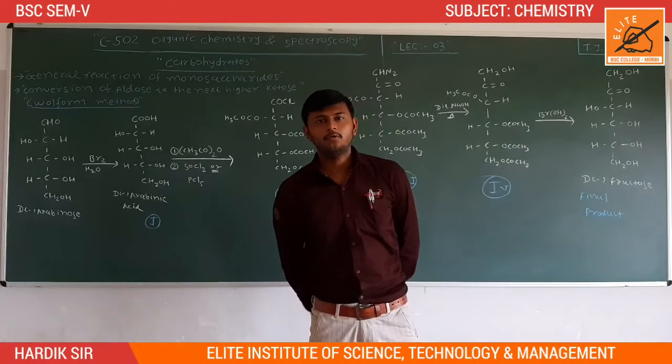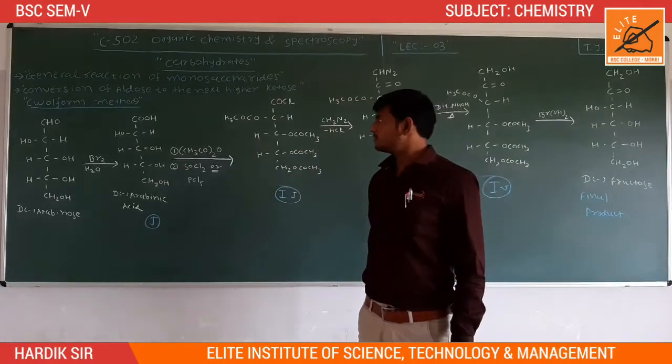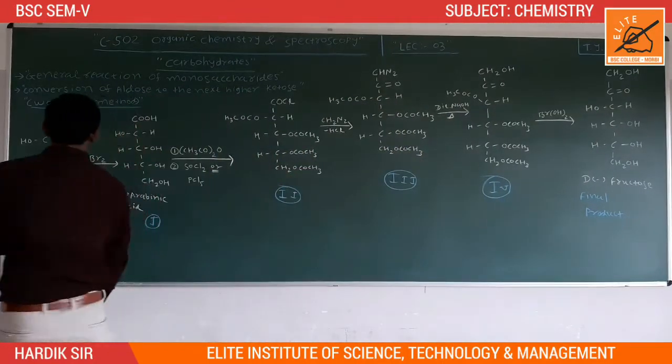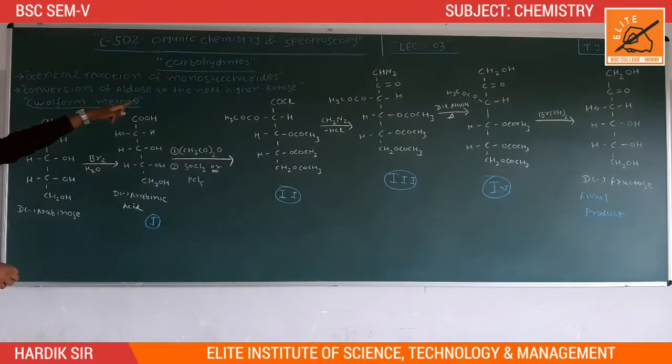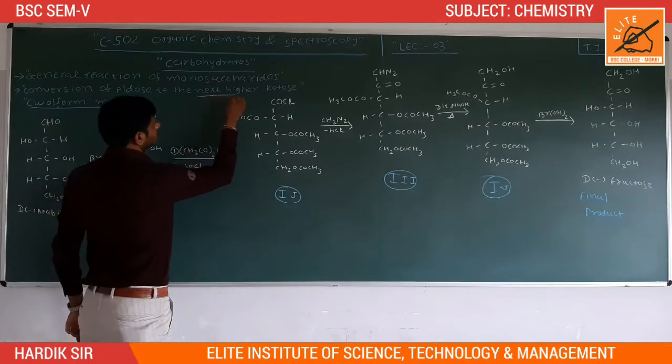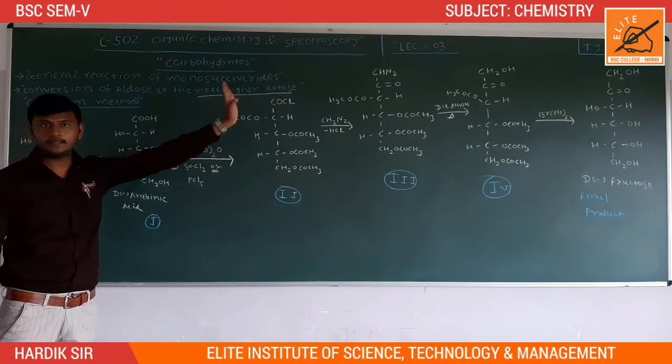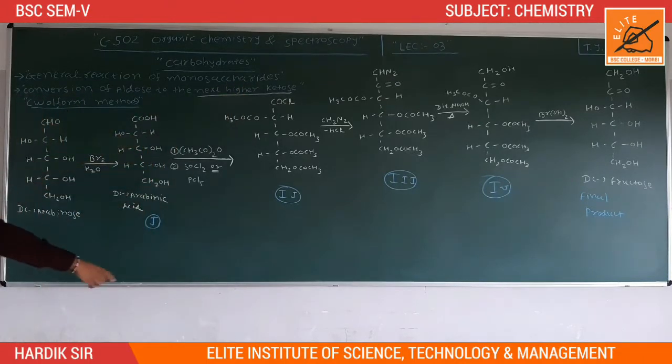Now we have learned about the second type of general reaction of monosaccharides. This is the second type of our general reaction, conversion of aldose to the next higher ketose. It is also called the Wohl method. This method was discovered by Wohl et al., and this method is called the Wohl method.